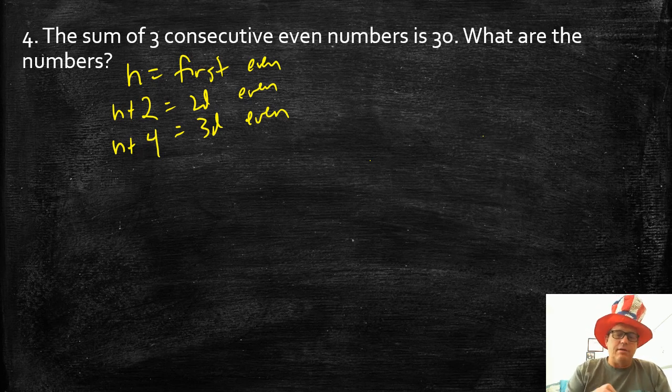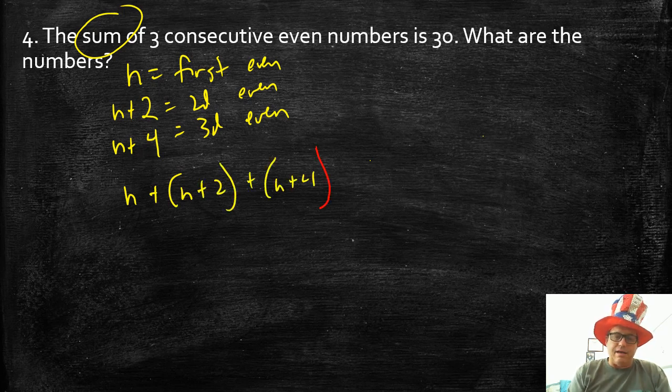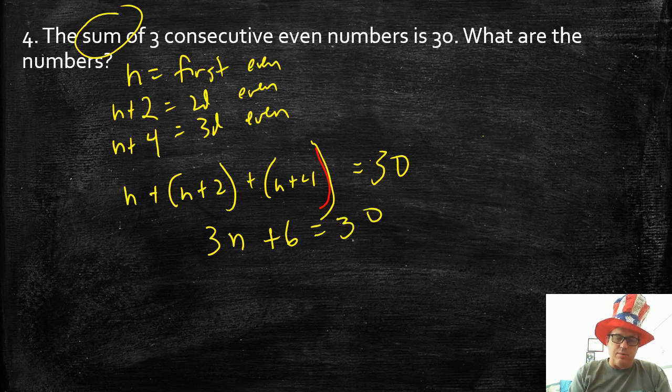So the sum of 3 consecutive. I'm going to add these together. So it's n plus (n plus 2) plus (n plus 4). And it tells me if I add these together, I get 30. So first thing we're going to do is simplify. n plus n plus n is 3n. 2 plus 4 is 6 equals 30. Now we can solve it, right? Take away 6. 3n equals 24. Divide by 3.